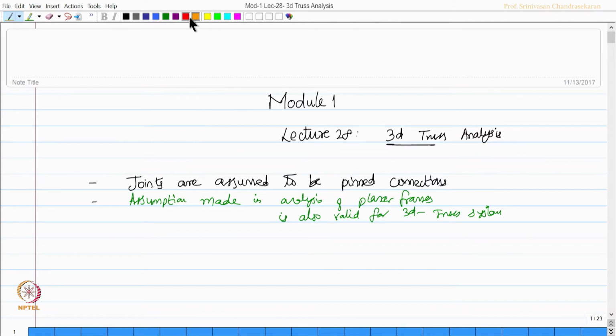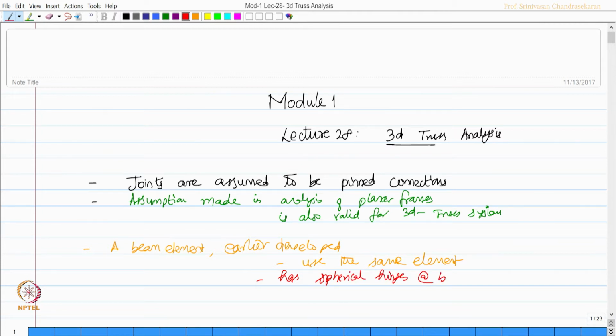More interestingly, we have developed a beam element, is it not? We have developed a beam element. We will use that element with a small modification. We say that the beam element has spherical hinges at both the ends.